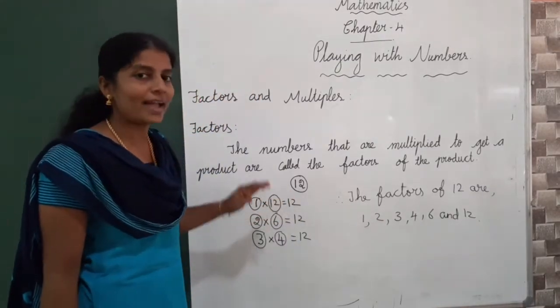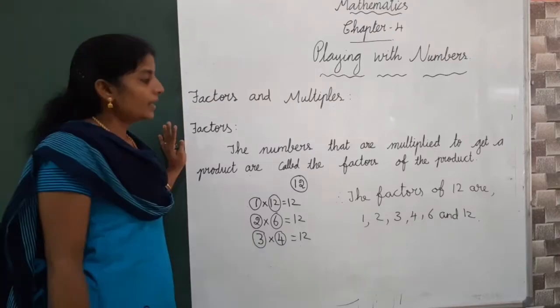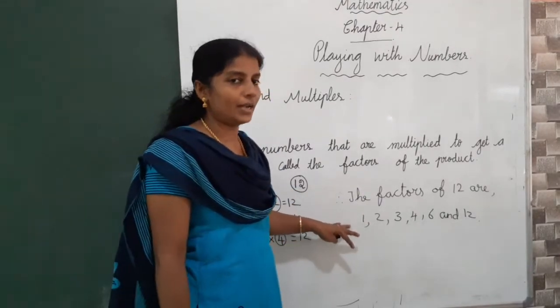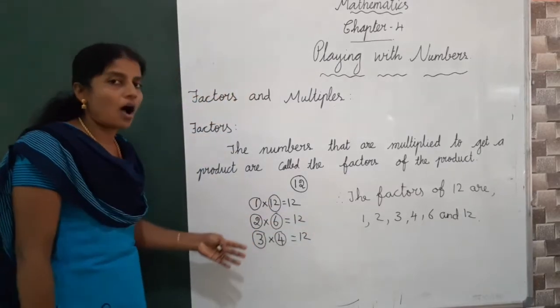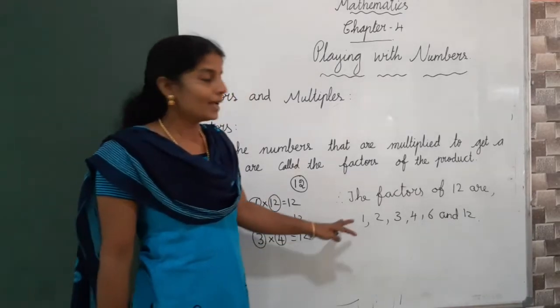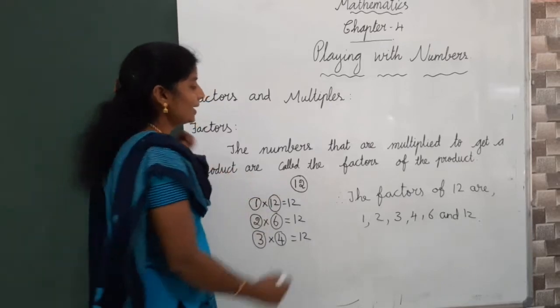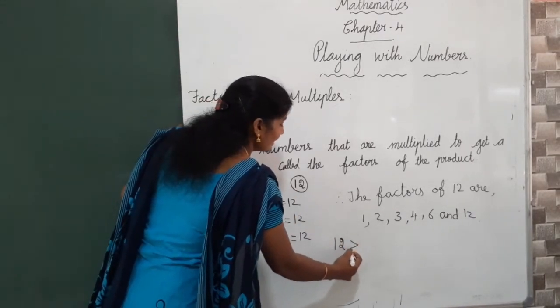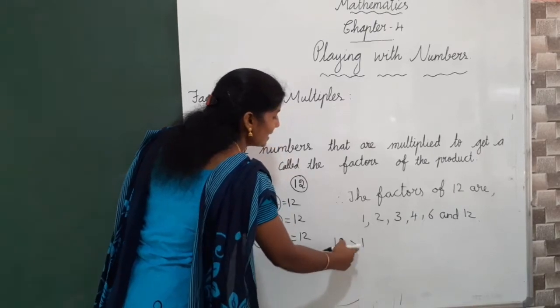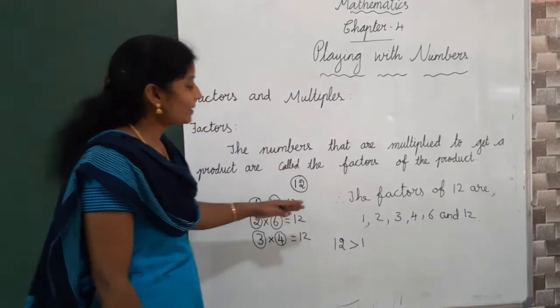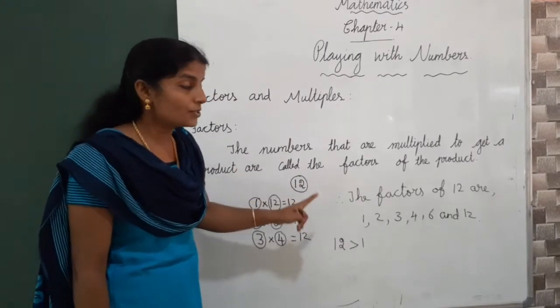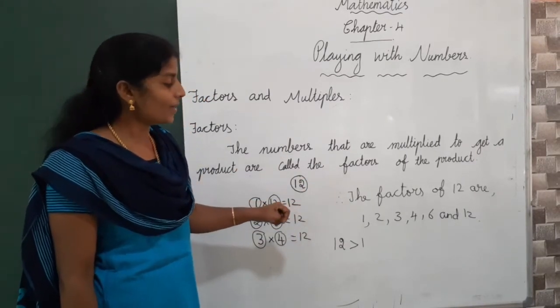Are you clear what a factor is? Then remember that the factors of a number will be equal to or less than the number itself. Now listen, 12 is greater than 1. 1 is less than 12, isn't it? The factors of the number will be equal to or less than the number itself.